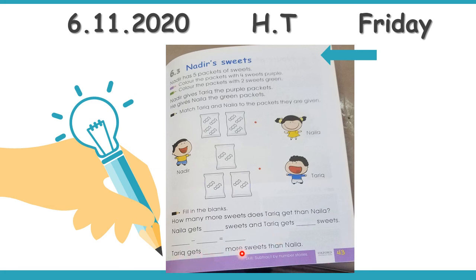Tariq gets dash more sweets than Naila, and your answer is 2. You will write here number 2. Tariq gets 2 more sweets than Naila. You are going to write 2 again. 8 minus 6 is equal to dash. Your answer is 2, so you will write here number 2, and again in the last blank you will write number 2. Tariq gets 2 more sweets than Naila. Come on.